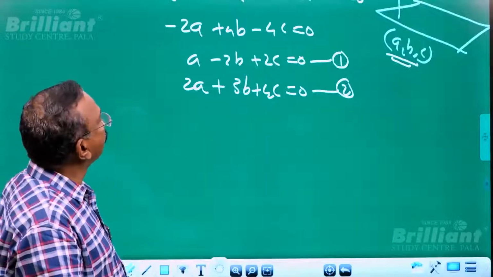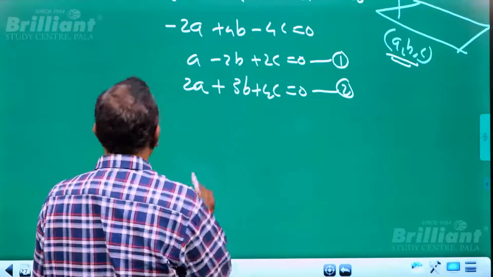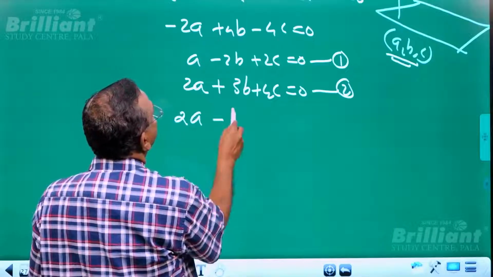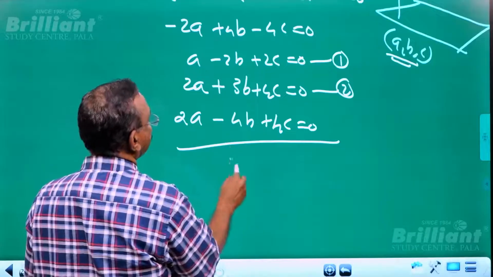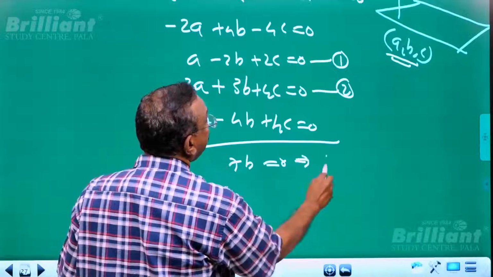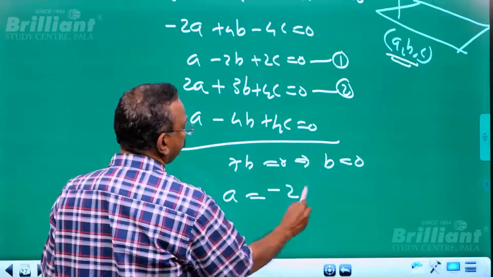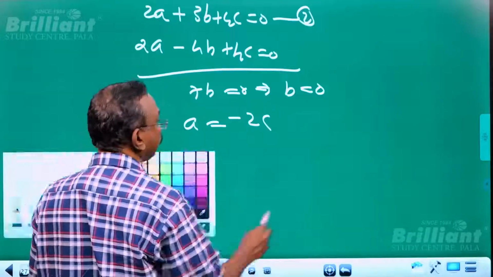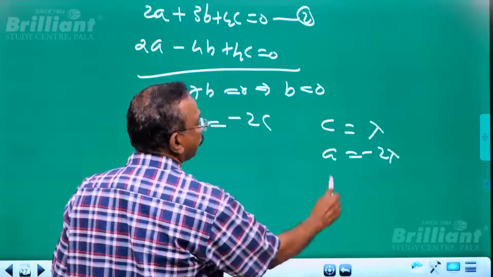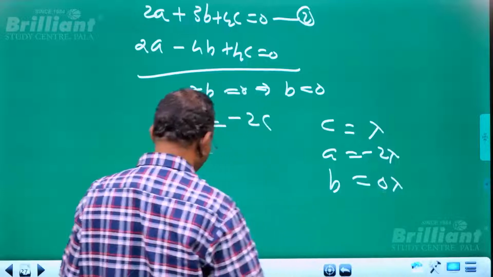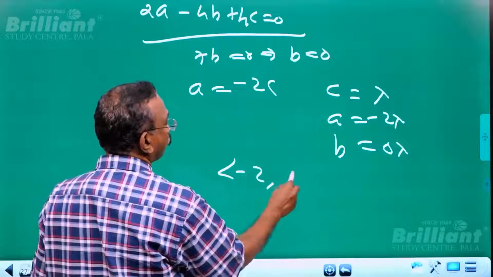We can solve the equations: I just multiply the first one by 2 here. That is 2A minus 4B plus 4C is equal to 0. Subtract, then A cancels. So 7B is equal to 0, which implies that B is equal to 0, one of the important parts. When B becomes 0, A equals minus 2C. So you can keep C equal to some lambda, then A is equal to minus 2 lambda, and B is equal to 0 lambda. So the direction ratios are exactly minus 2, 0, 1.